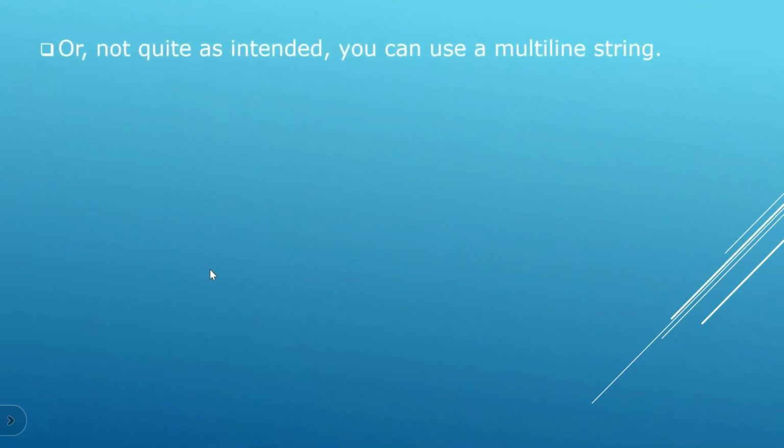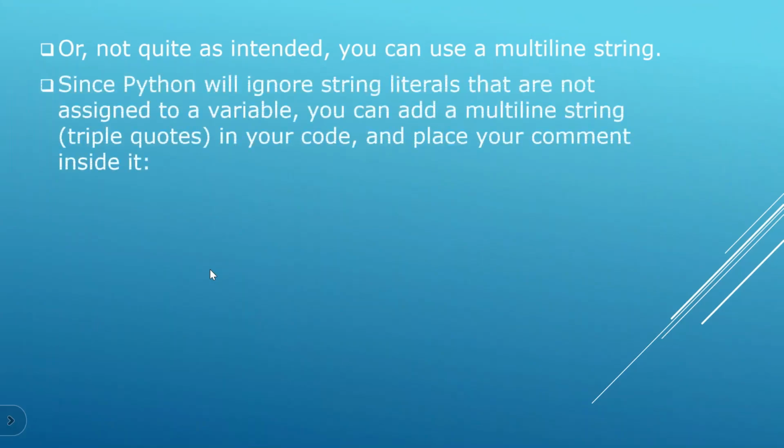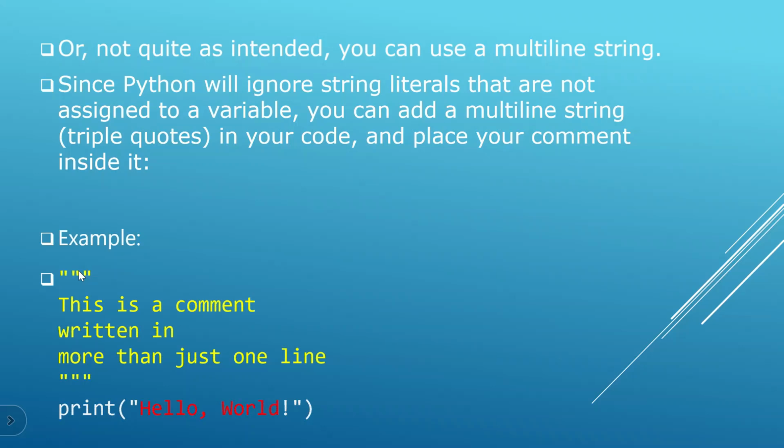Or, not quite as intense, you can use a multi-line string. Since Python will ignore string literals that are not assigned to a variable, you can add a multi-line string or triple quotes in your code and place your comment inside it. For example, these are the triple quotes of a multi-line comment, and the end is also triple quotes. In another way, print hello world. As long as the string is not assigned to a variable, Python will read the code but then ignore it, and you have made a multi-line comment.